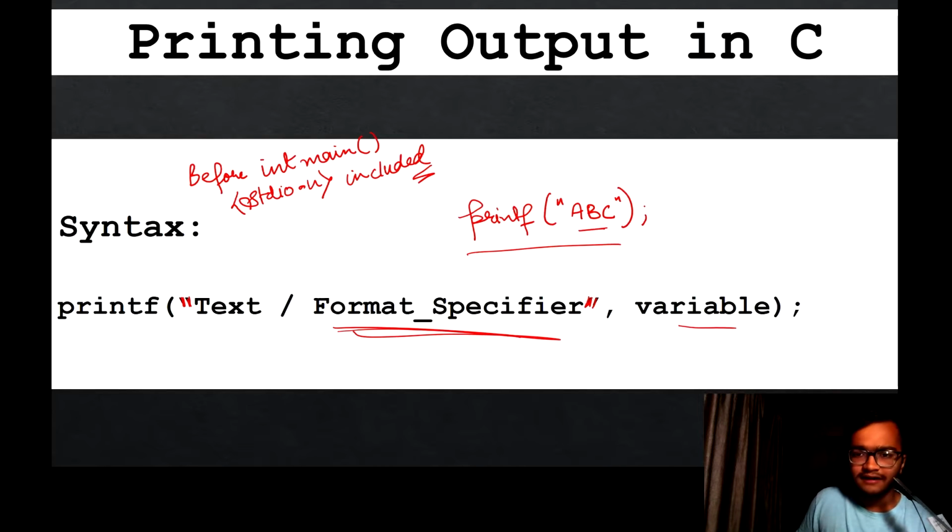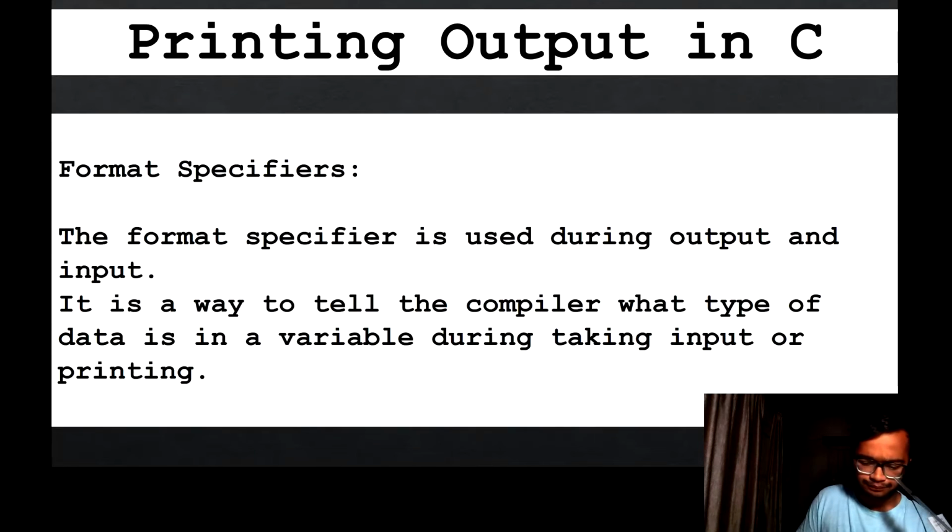To print value of a variable, we need the format specifier of that specific variable and also the name of the variable whose value we are printing. So what is actually this format specifier? Let's have a look. Format specifier is used during output and input. Why do we use format specifier?